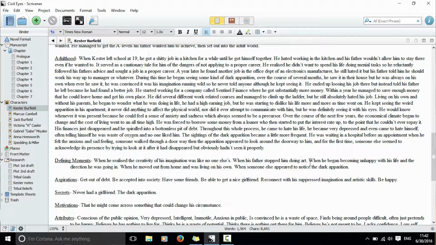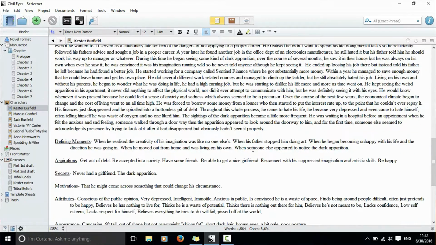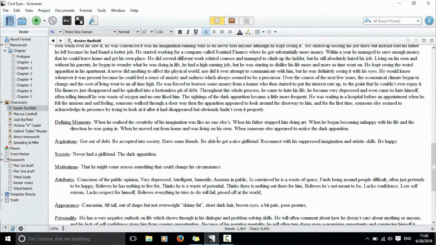Things like that, just defining moments, which is quite important. It's quite interesting. Now this is also where we're going into the character's mind, because when you're writing about a character, all this is just so you can internalise exactly who this character is and what is going through their mind.